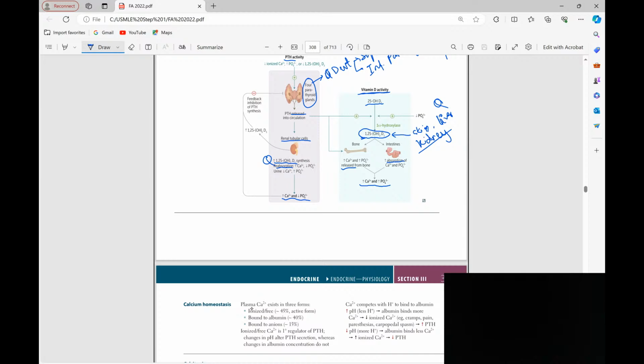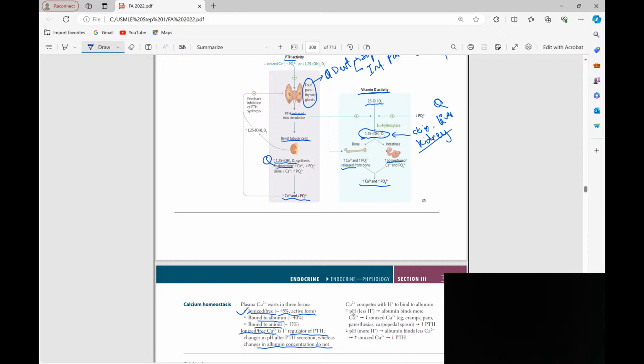Okay, so in our body there are three forms of calcium: bound to albumin, bound to anions, and ionized. Ionized calcium is what is functioning. Mostly 45% is the active, ionized form of calcium. It is the primary regulator of parathormone. We have seen all this before also. So change in hormone concentration does not regulate it.